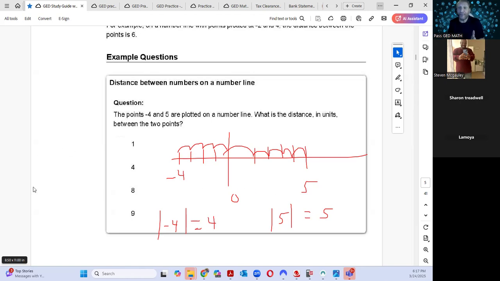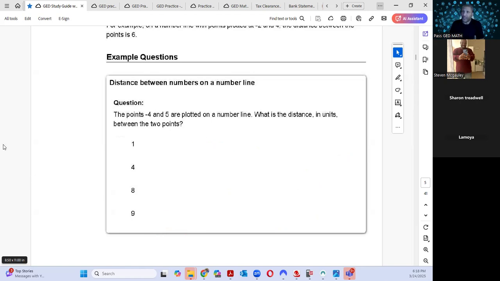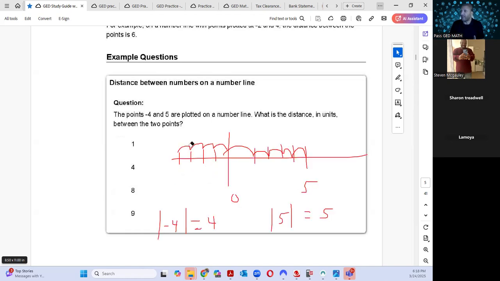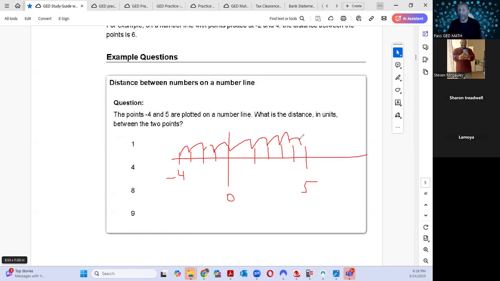But on the GED, you're going to have negative answers because they want to know if you know what absolute value really is, right? The second thing they're going to do is, let me put that back up. They're going to say the points -4 and 5 are plotted on the number line. What is the distance in units between the 2 points? What you should be saying is, you should be laughing all the way to the bank. 1, 2, 3, 4, 5, 6, 7, 8, 9. 9. Easy money.